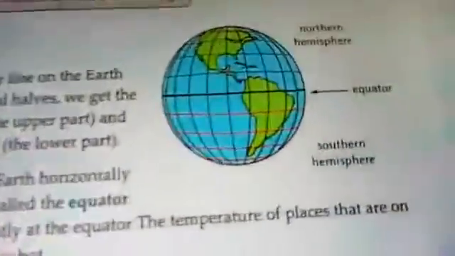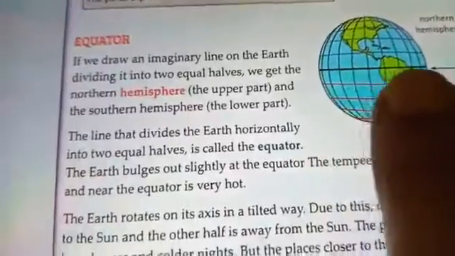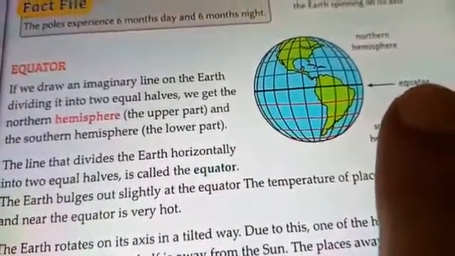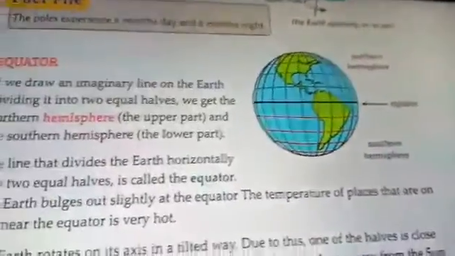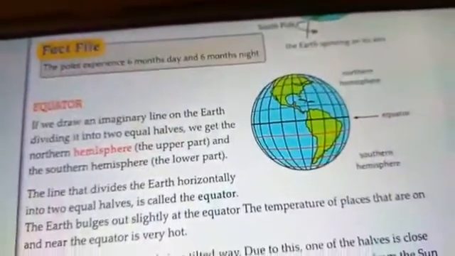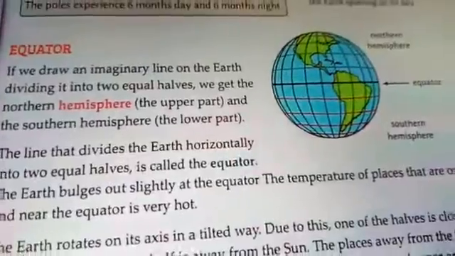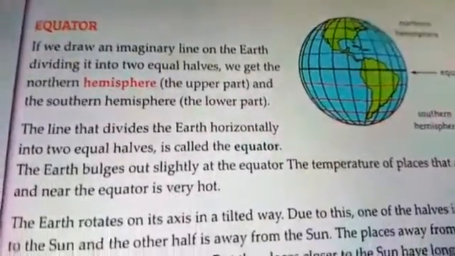You can see there in the picture. This is the equator, this line in the center. It's mentioned here. The line passes through the center of the earth. Now, due to this, the earth bulges out slightly at the equator. You can see that the earth has become fat. It has spread out here. See, at the corner, it bulges out. The temperature of places that are on and near the equator is very hot.